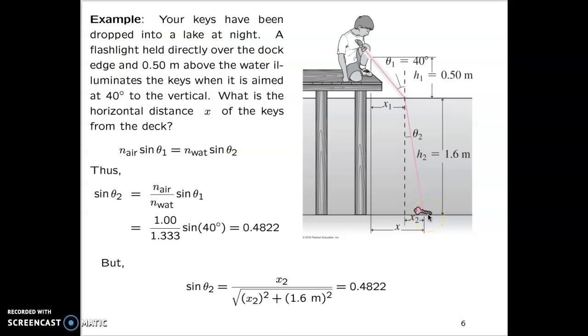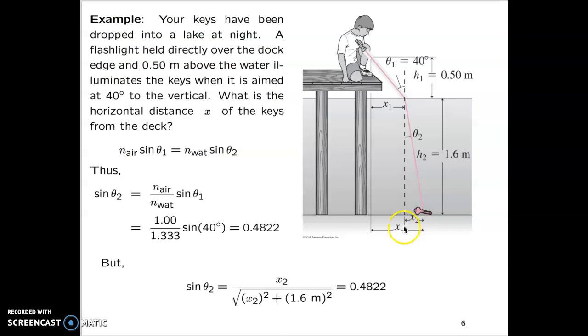So here are the keys here. And what other information are we given? We're given that the depth is 1.6 meters. The flashlight is 0.5 meters above the surface of the water. What we are asked to find is the distance that the keys are away from the dock. So if we go directly below the edge of the dock and measure outwards along the x-axis to the keys, that is the quantity x that we're looking for.